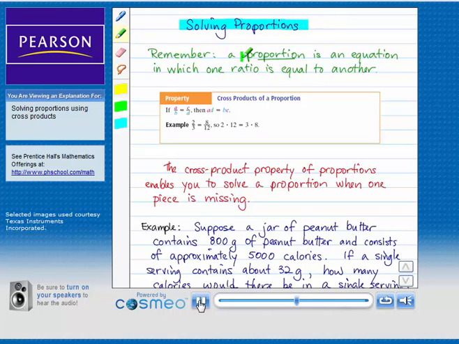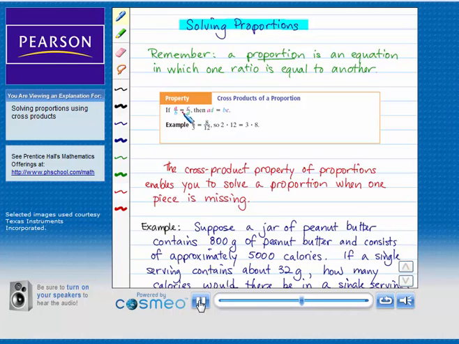Now remember, a proportion is an equation in which one ratio is equal to another. Okay, you can see in the illustration in the box provided that A over B is equal to C over D. That would be a proportion. A over B is one ratio, and C over D is a second.